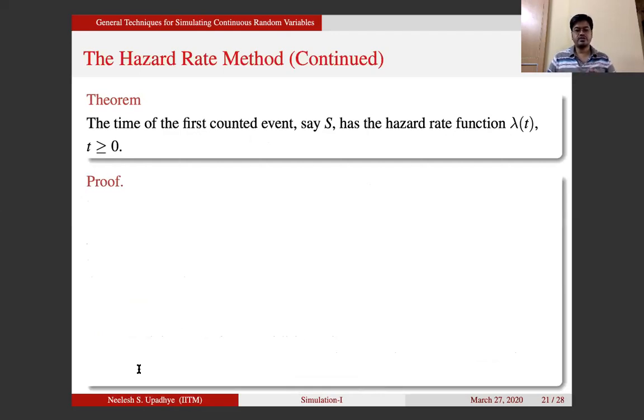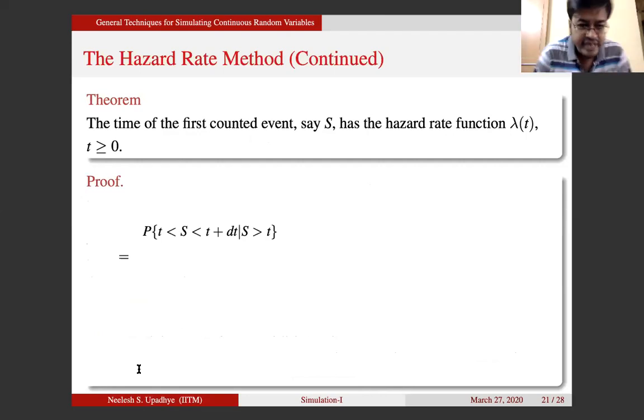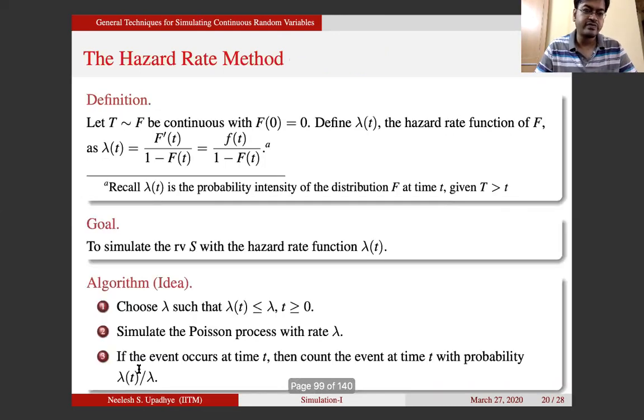What I will first do is I will consider a small interval of length dt, and I will see, if S is greater than t, what happens in this interval t to t plus dt. So what should be my conclusion? In this interval, if you look at our definition of hazard rate function, I should get the entire computation in terms of lambda(t), which is f(t) upon 1 minus F(t).